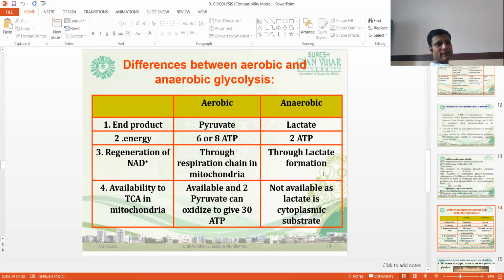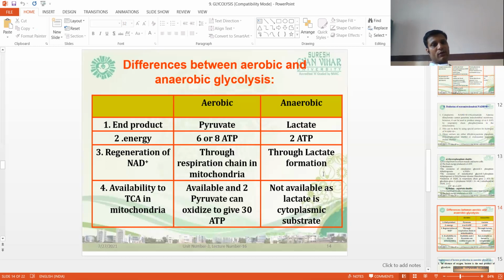The energy coming out is obviously more in the presence of oxygen. More ATP will come out from the aerobic, and less energy will come out from the anaerobic. Regeneration of NAD plus occurs through the shuttle systems in the mitochondria in aerobic, and through lactate formation in anaerobic. In the TCA cycle, the available pyruvate can be oxidized to give ATP, and it is not available as lactate is a dead end.